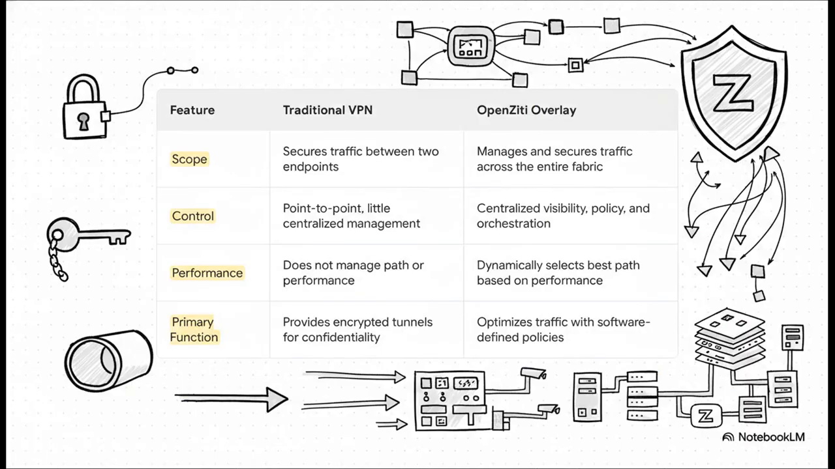So let's just put it all side by side. A VPN is like a really good lock on a single door. It gives you a secure connection between two specific places. OpenZiti, though, is the entire building security and logistics system. It's not just about one secure tunnel. You can see here, it's about managing your entire application fabric, dynamically choosing the fastest path for performance, and giving you this incredible centralized control over everything.